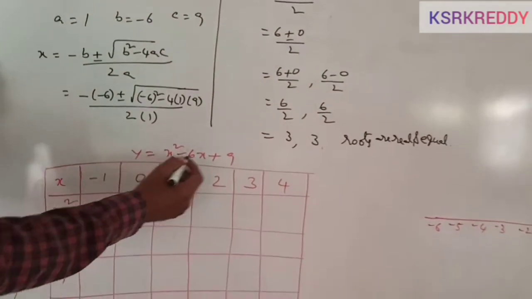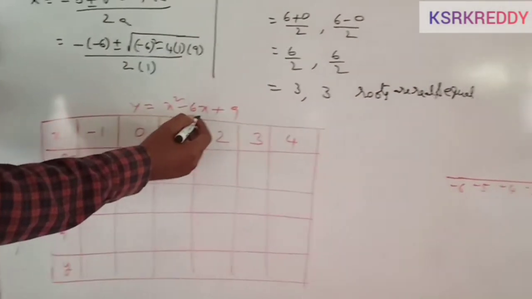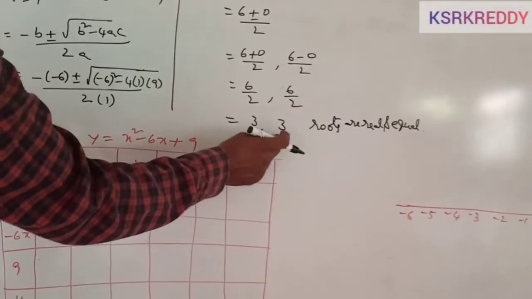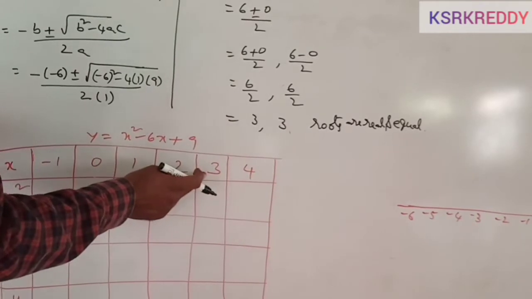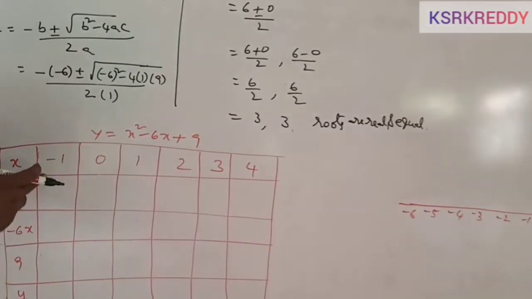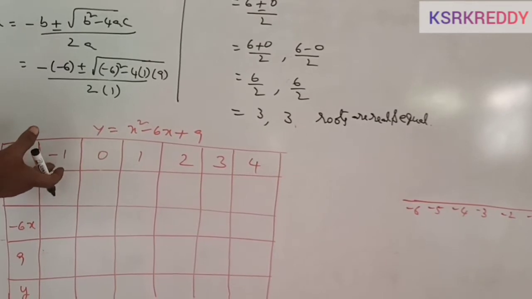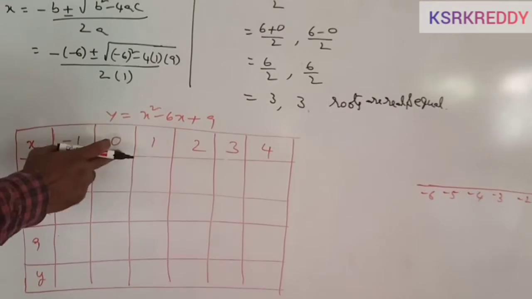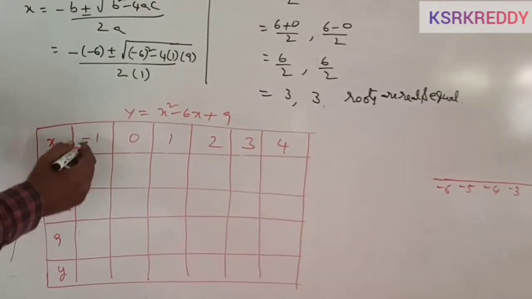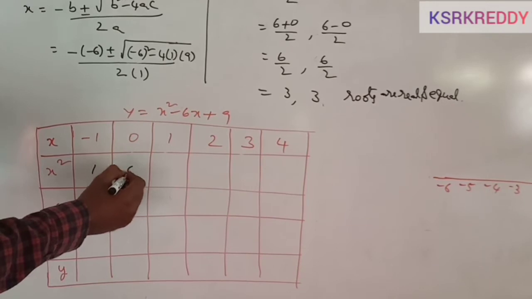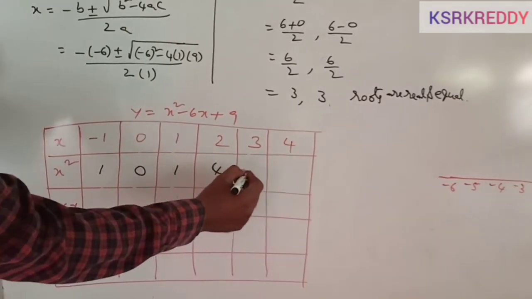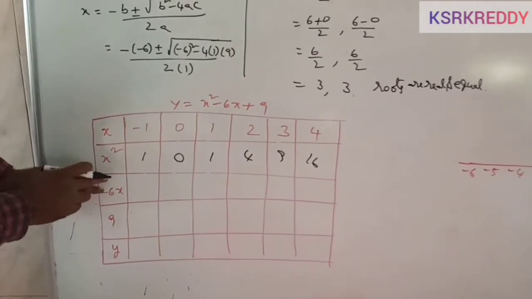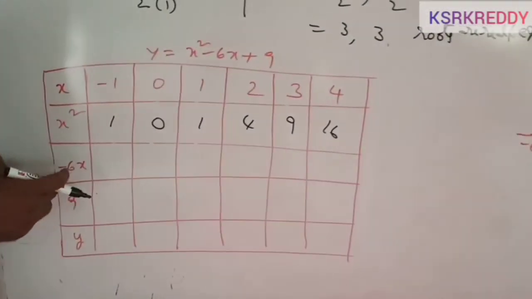So y equal to x square minus 6x plus 9. Draw the table. What are the x values you will take? The zero of the polynomial is 3, so 3 is included in this table. Negative values are not there, so starting with minus 1, 0, 1, 2, 3, 4. Here minus 1 whole square means plus 1. 0 square means 0. 1 square 1. 2 square 4. 3 square 9. 4 square 16. Minus 6 multiplied by x.